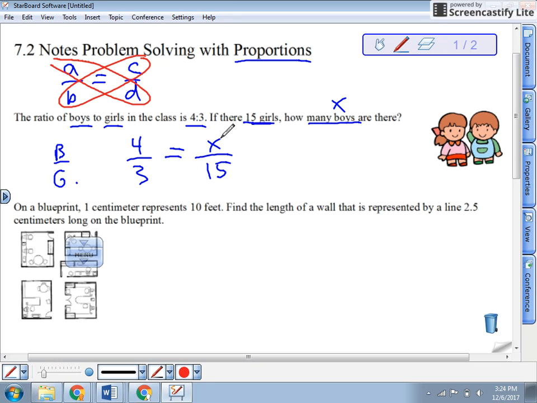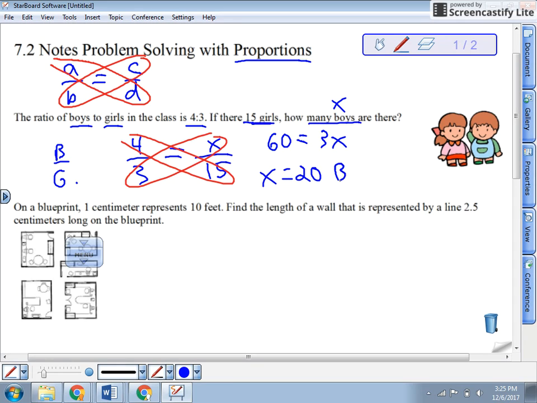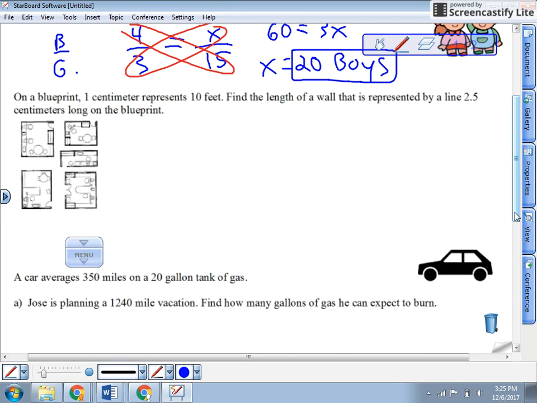Once you've got it set up, now we just have to cross multiply. So 4 times 15 is 60, and 3 times X. You know what to do now. Just divide each side by 3, so X is going to equal 20. There are 20 boys in the class, because that's what we're trying to find.